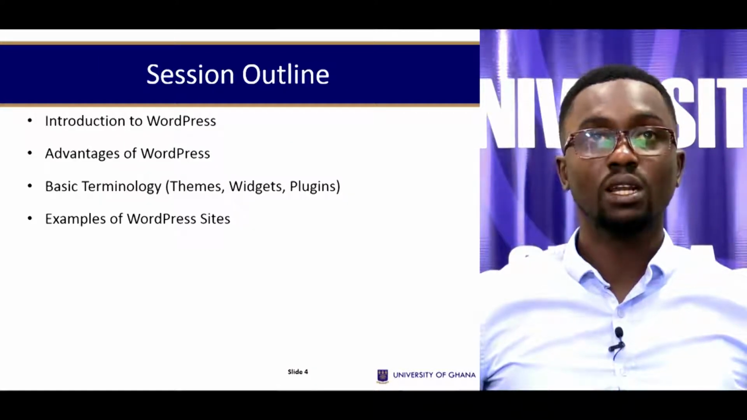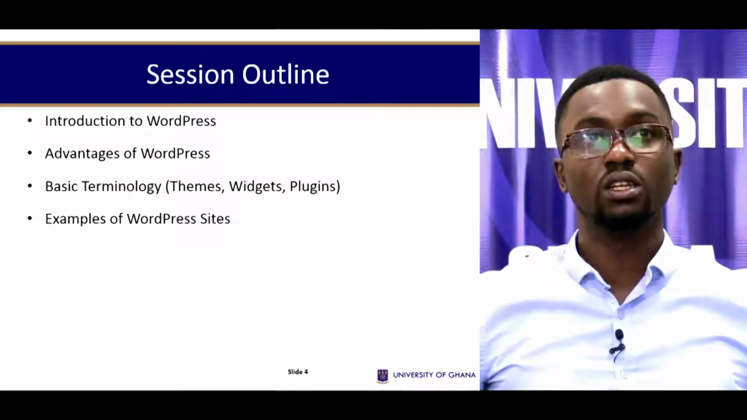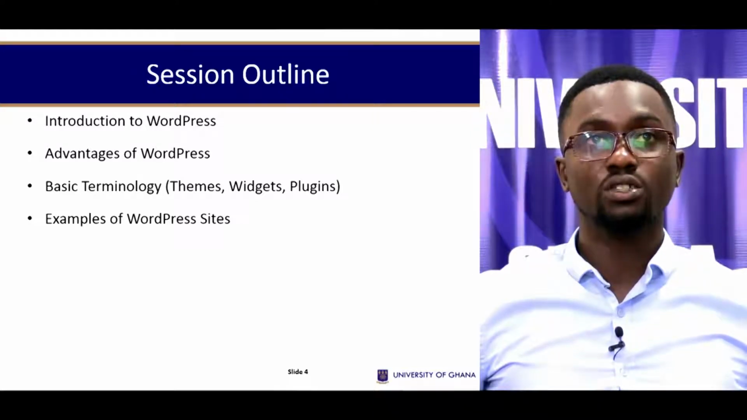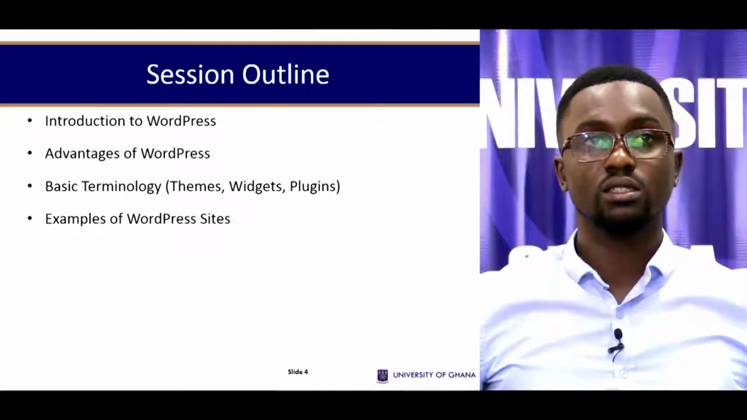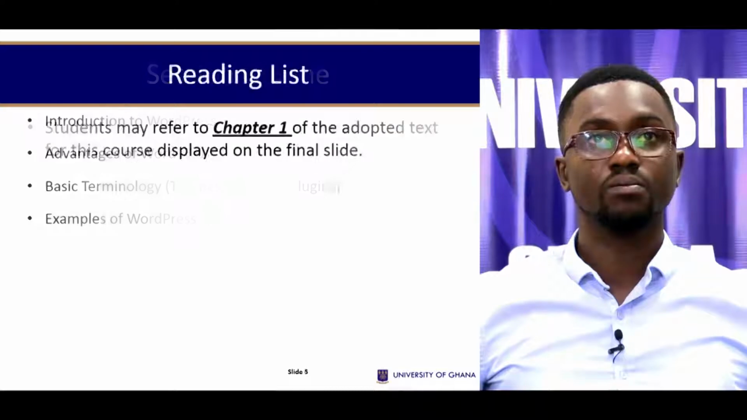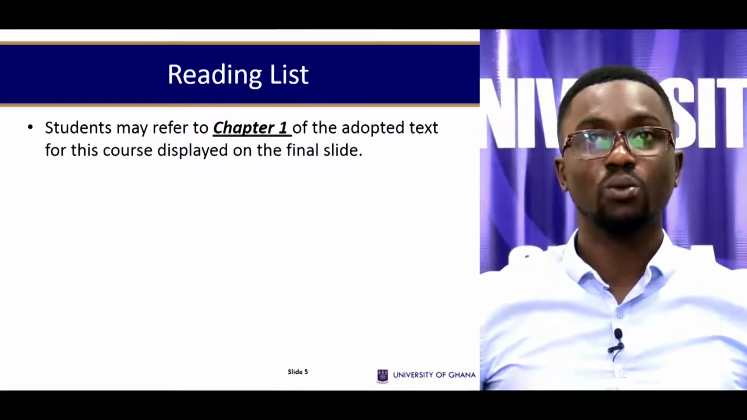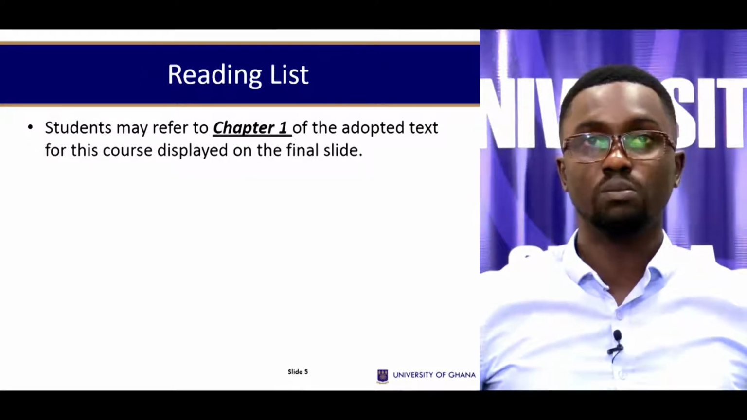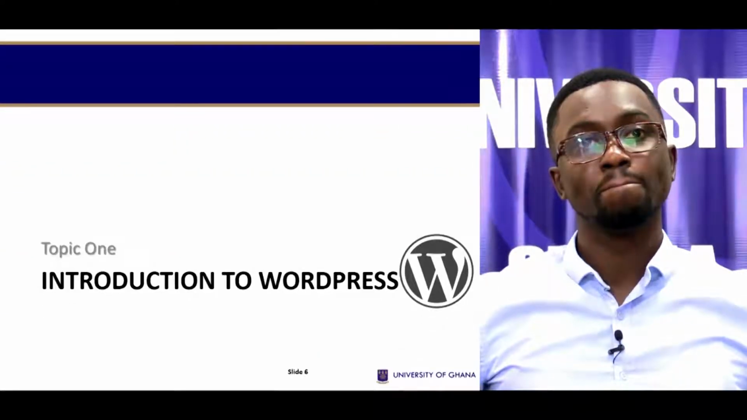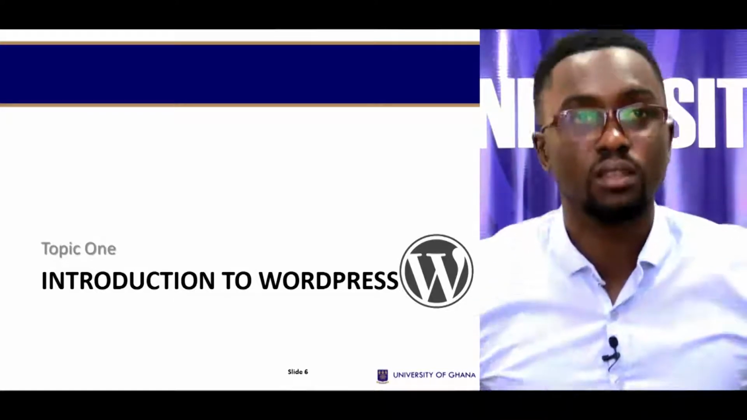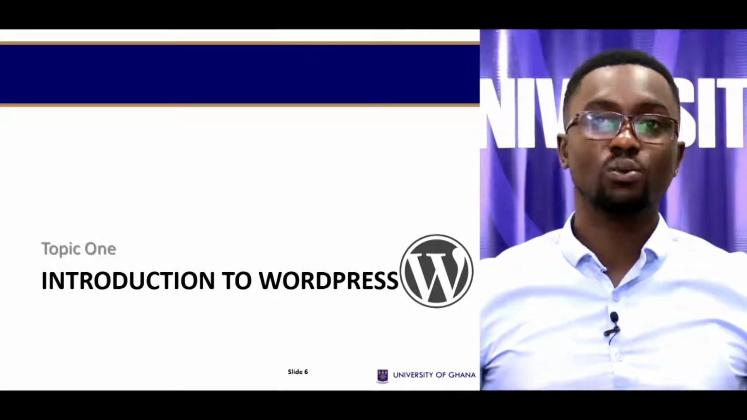So the following is the outline that we are going to follow for this session. We're going to start off with an introduction to WordPress. We look at advantages of WordPress. Then we look at basic terminology, including themes, widgets, and plugins. Then we look at examples of WordPress sites. Now, students may refer to Chapter 1 of the adopted text for this course displayed on the final slide. So now let's start off with the first topic, which is an introduction to WordPress.